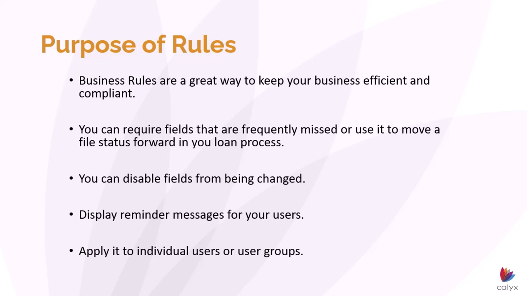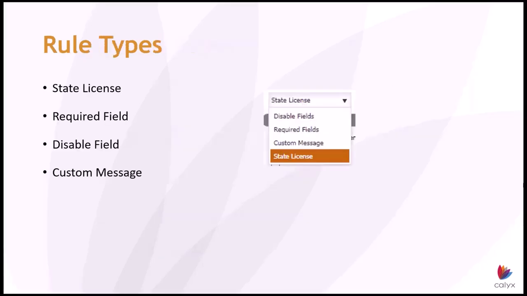Furthermore, business rules allow you to present reminder messages to your users. You can also tailor rules for specific users or user groups, making business rules highly customizable. There are 4 rules you can create in your PointCentral admin website that we're going to go over today. The first one being the state license rule. We have a required field rule, a disabled field rule, and a custom message rule.